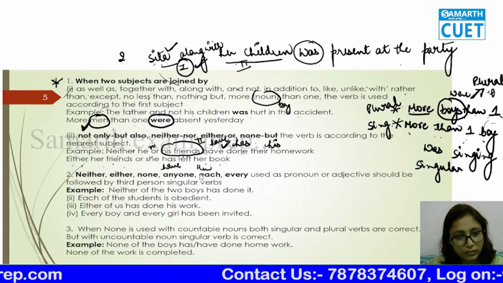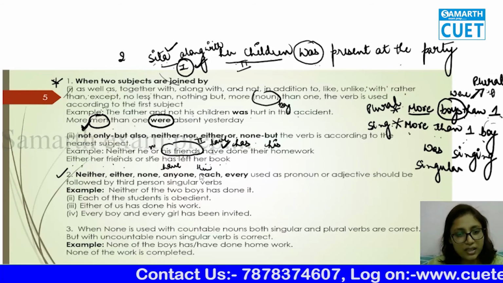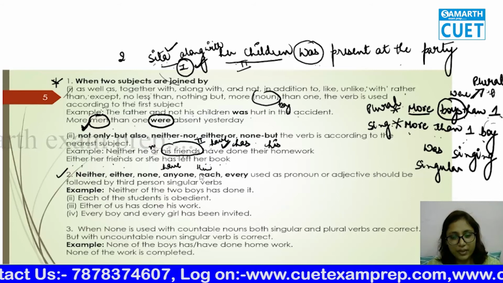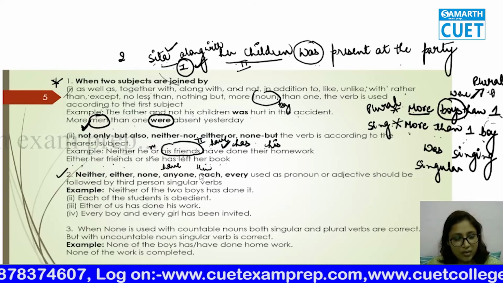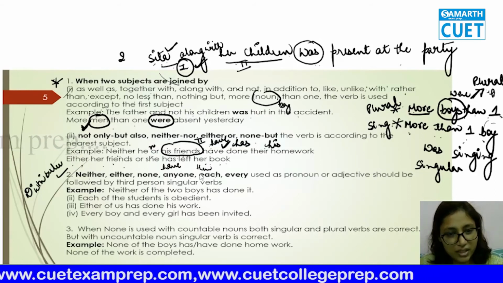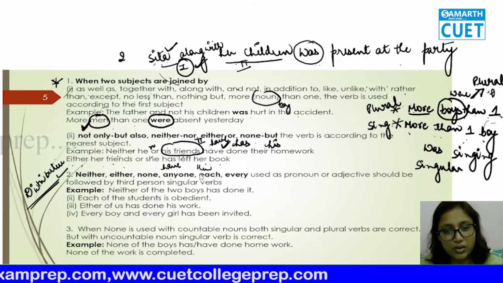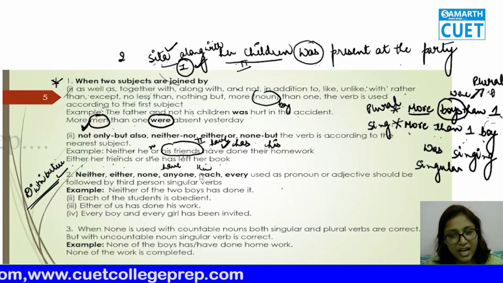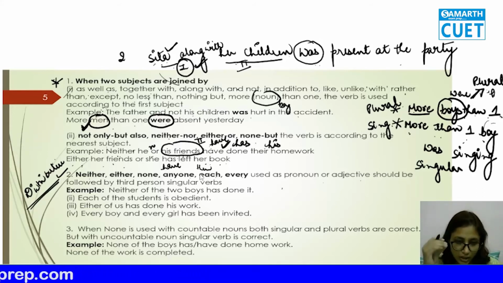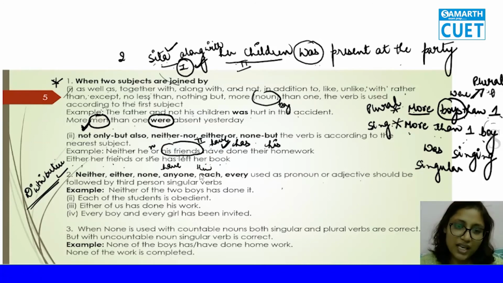Okay. Now the second rule comes: neither, either, none, anyone, each, every. These are what? Distributive pronouns. We have discussed them, if you know. So when these are used as a pronoun or adjective, they should be followed by the third person singular. Very easy language. When we say neither of the two boys, that means it is going to take everything.